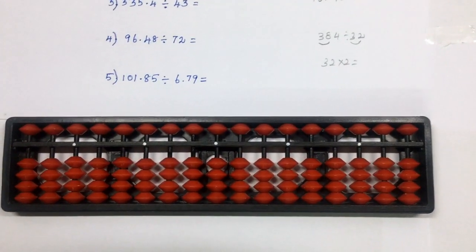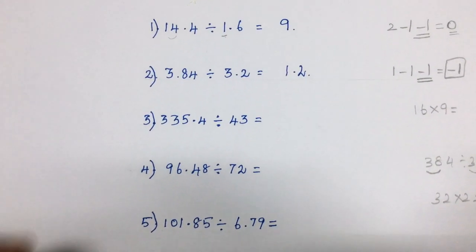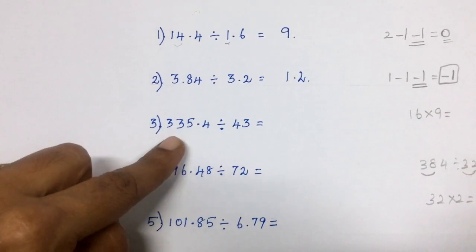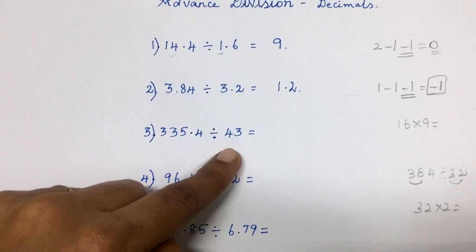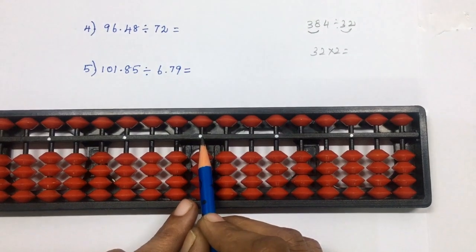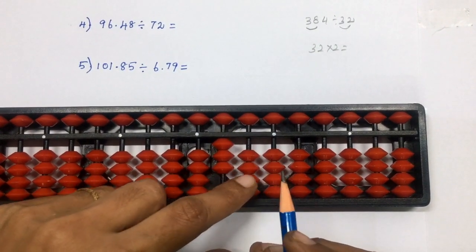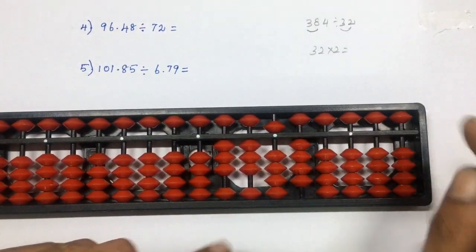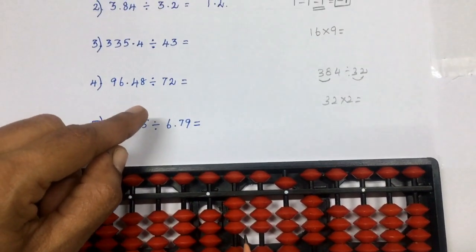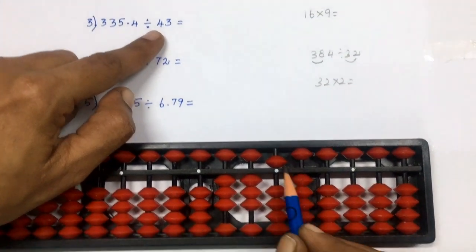Third one, 335.4 divided by 43. Here we have 3 whole numbers. Here 2. So 3 minus 2, 1. Again minus 1. That is 0. This is the unit rod. So 1, this is 0. Here we are going to set the dividend 3354. Now we can't take the first dividend as 33 because the divisor is 43. So first dividend is 335.